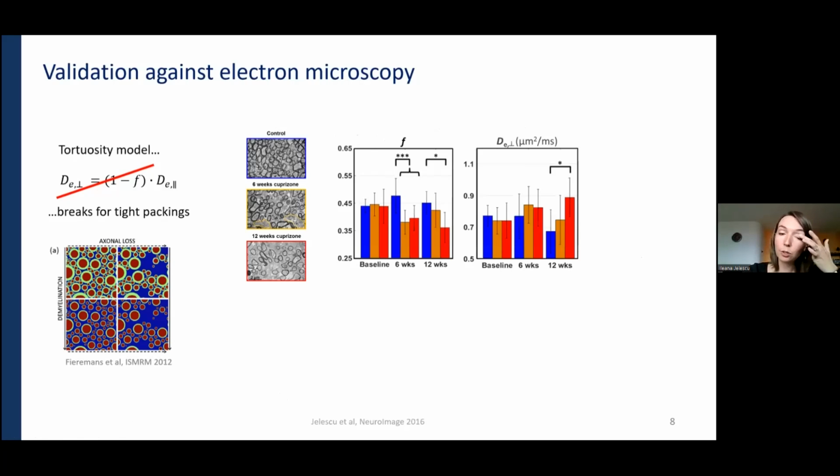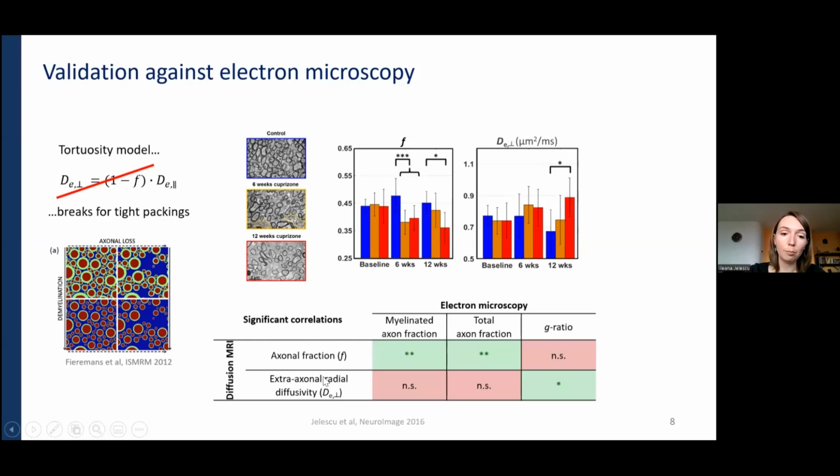But a few years ago, we also performed a study of cuprizone-driven demyelination in the mouse corpus callosum. What we saw is, for example, that after 6 weeks of cuprizone exposure, you have moderate demyelination, what we call patchy demyelination. At this stage, your axon density really dropped, but the increase in extracellular radial diffusivity was quite timid. Whereas after 12 weeks of cuprizone, where you really have widespread demyelination, only then does the extracellular radial diffusivity increase substantially.